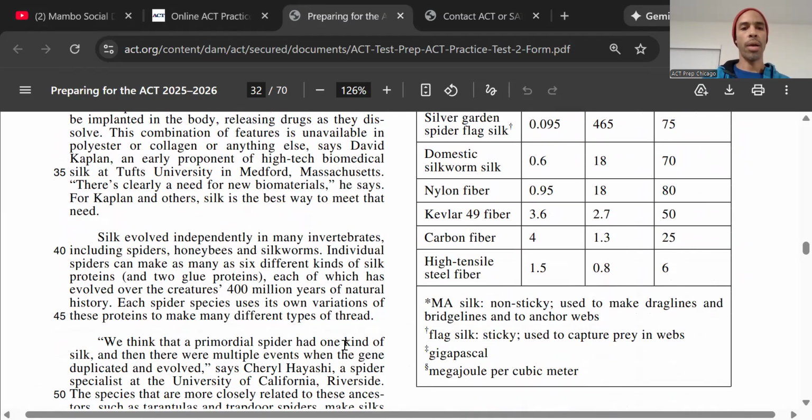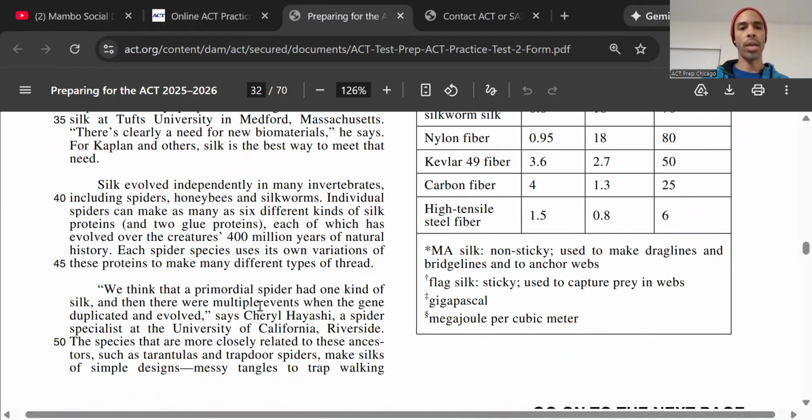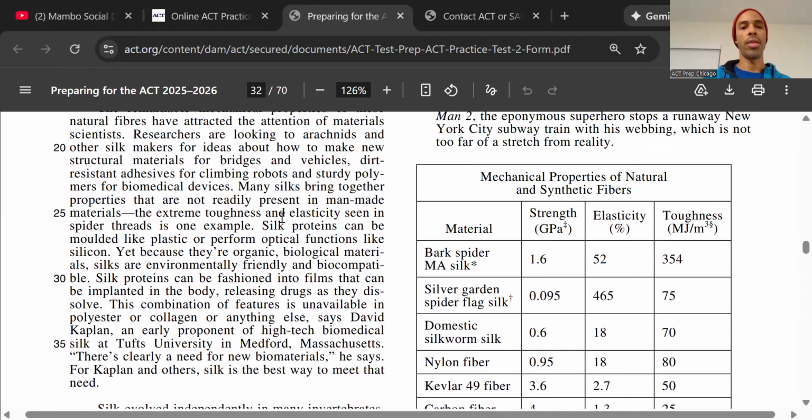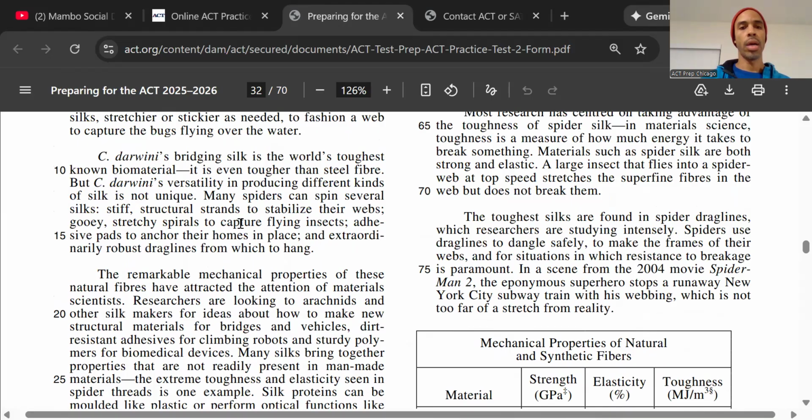We think that a primordial spider had one kind of silk, and then there were multiple events when the gene duplicated and evolved. Yeah, that's what I was pretty impressed with. That's what this paragraph is about. Spiders can make as many as 6 different kinds of silk protein. That's what I was looking at. Again, that's crazy. They talked about that above, how they could be different strengths, right?